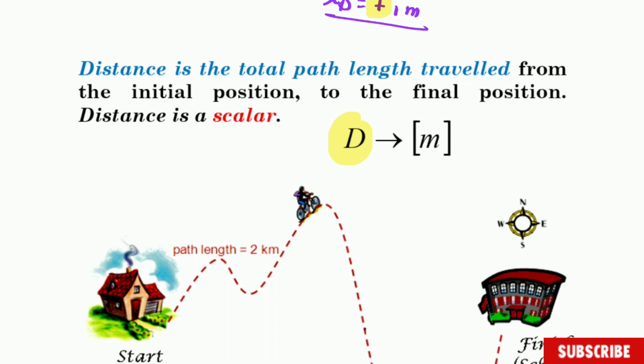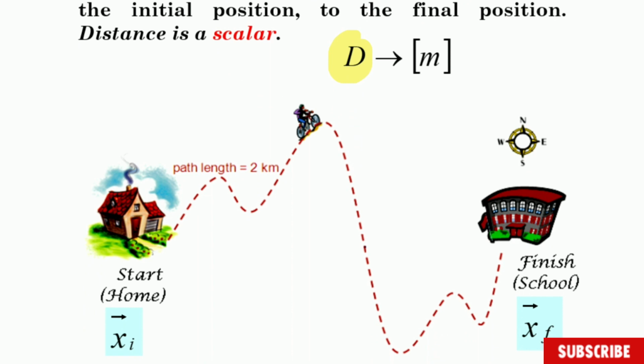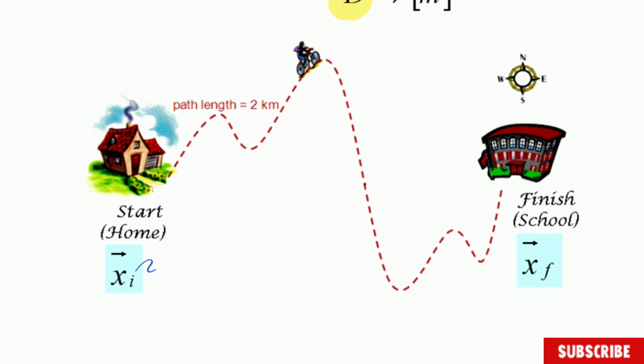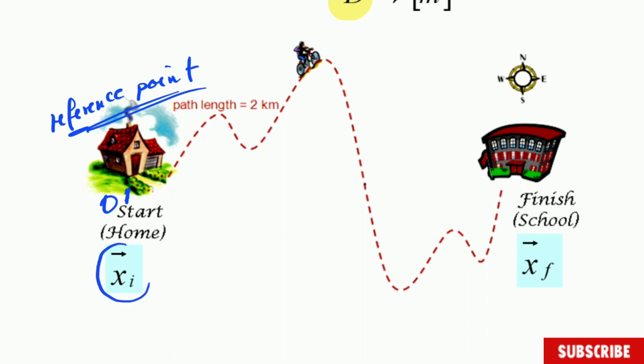Now, for you to get an idea, when you go in the morning to school, if we say home is the reference point, the reference point is going to be the house. So it means this one is going to be the origin as well. So if we start here, this one is position zero, and it's the initial position of that person.